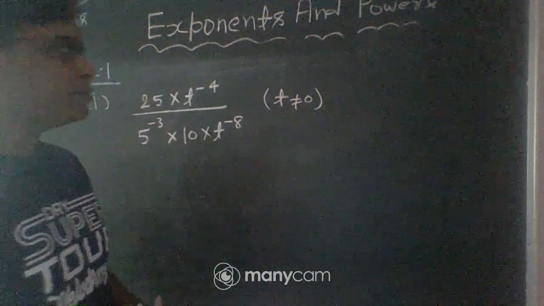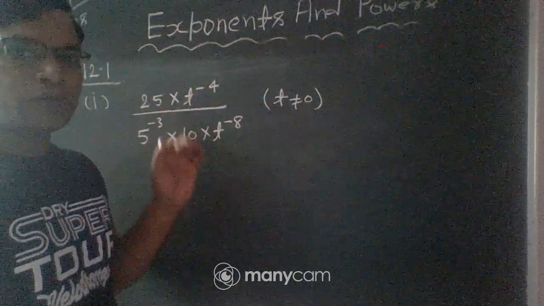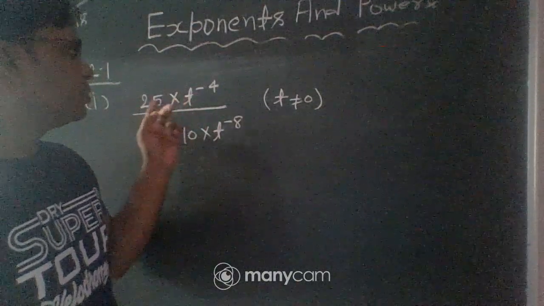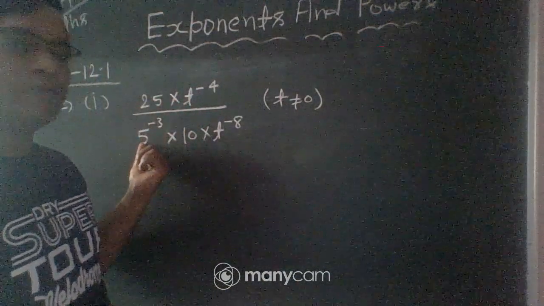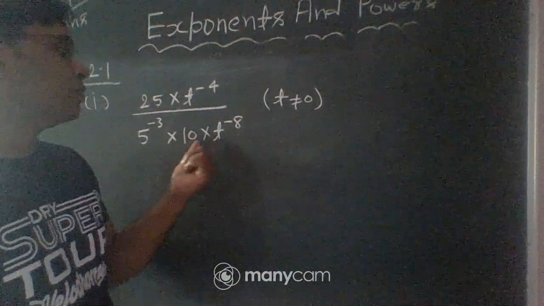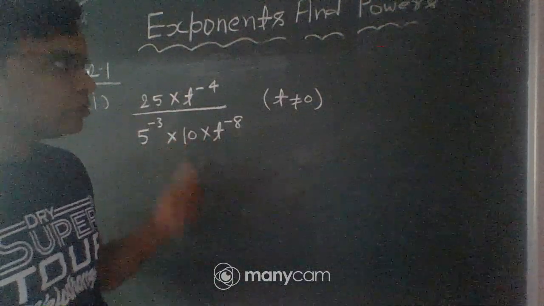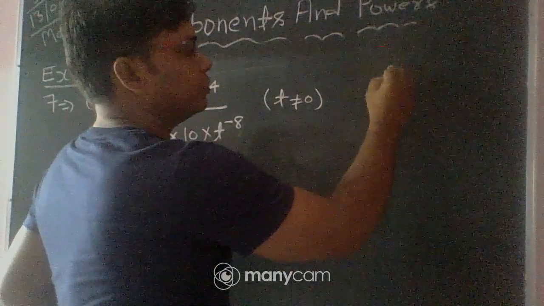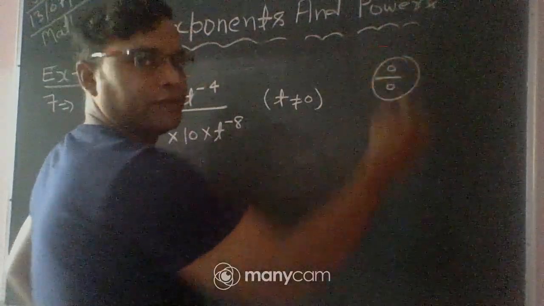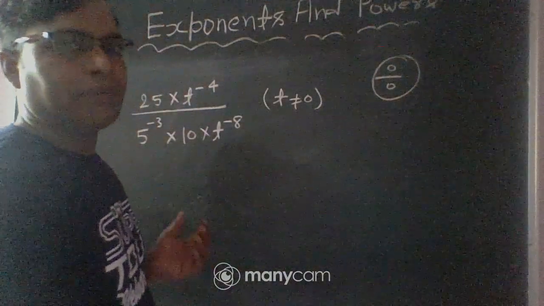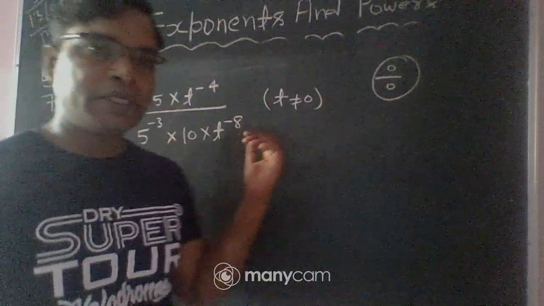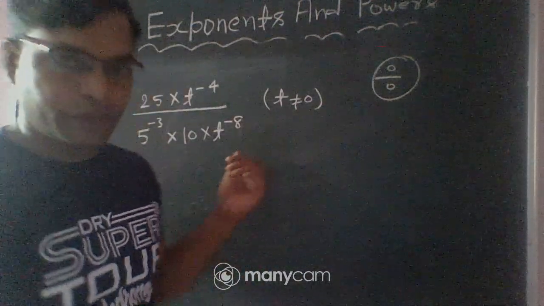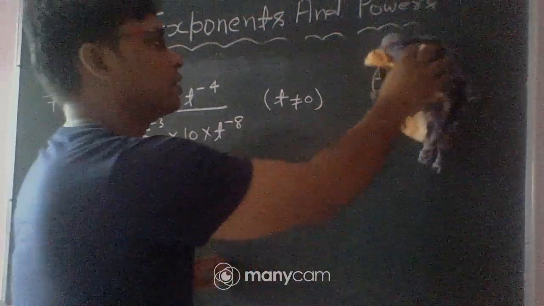If t becomes 0, this is equal to 25 into 0, which is 0, and in the denominator 5 power minus 3 into 10 into 0 also becomes 0. So this becomes 0 by 0, which is undefined. Okay, so you can't simplify it. So the condition is given, t is not equal to 0. So let's see how to solve it.